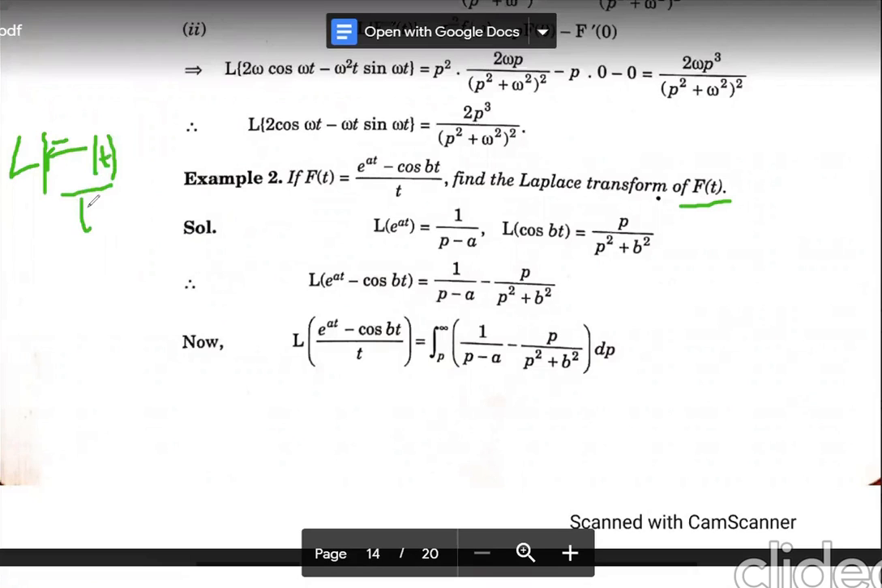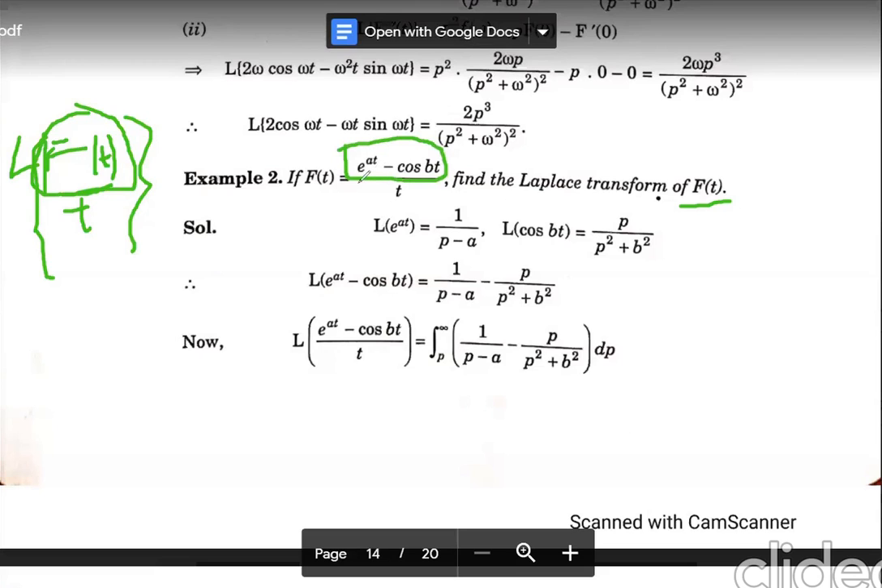So what is the Laplace transform of this? Integration t to infinity f of t dt. First, you need to find the Laplace transform of this f of t in order to use this result. Since capital F of t is already used, give it another name, g of t, whatever it may be. So g of t by t.